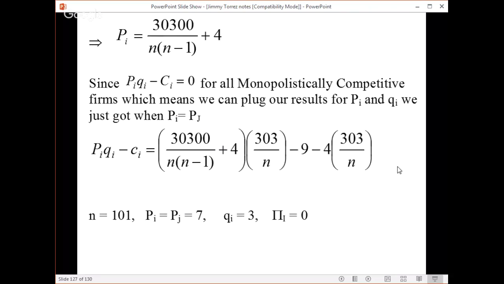Right? Doing the math, I get PI is equal to 30,300 over n times (n minus 1) plus 4.